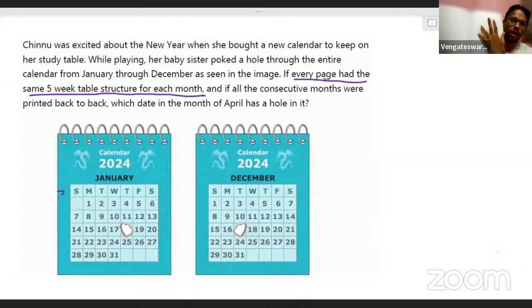Suppose you have January here. Exactly the next page you will have your February, back to back. So Jan, Feb, back to back you will have the months. That is how you have the structure of this happening here. That means what you will come to know is January.